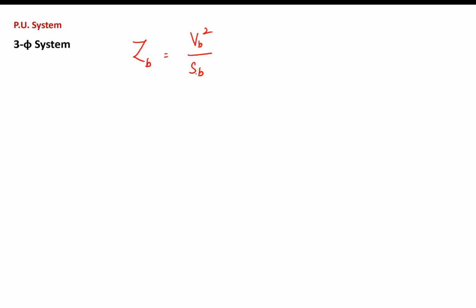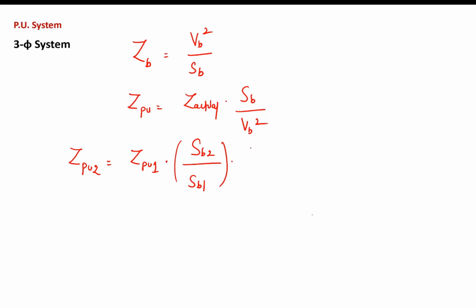Second formula is Z per unit, when you know the actual value, is given by Z actual into S base divided by VB square. Third formula is Z per unit 2 is equal to Z per unit 1 into SB2 divided by SB1 into VB2 divided by VB1 whole square. So only if you remember these three formulae, that is good enough.